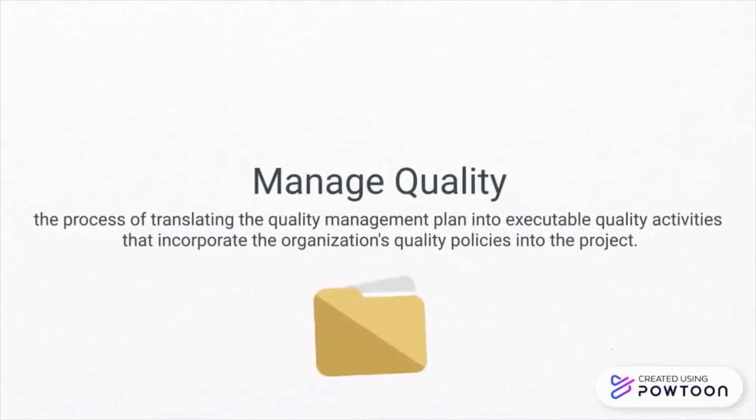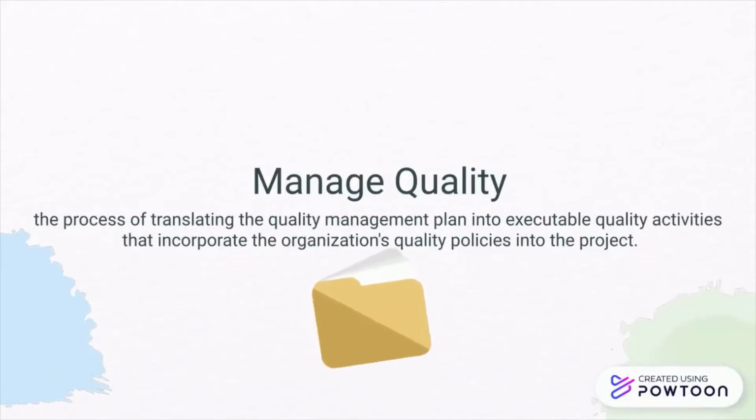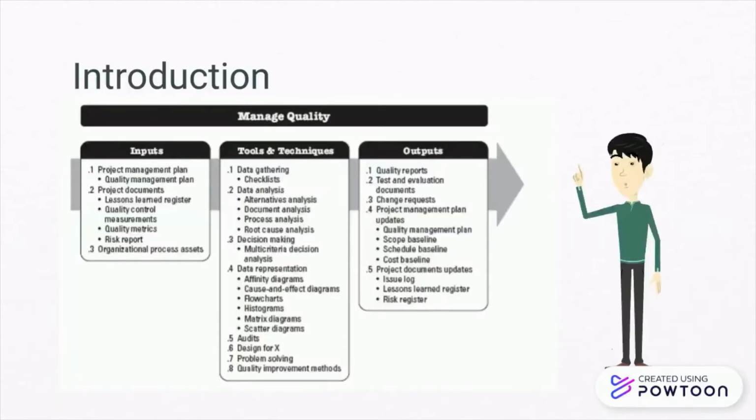Manage quality. Manage quality refers to the process of translating the quality management plan into quality activities that incorporate the organization's quality policies into the project. It will translate the quality plan into action by implementing the process quality that is being implemented by the project manager, sponsor, and the rest of the team. So in managing quality, three major points need to be addressed.